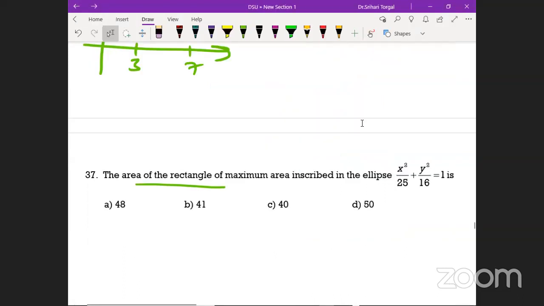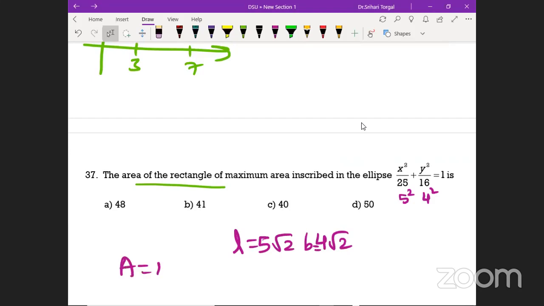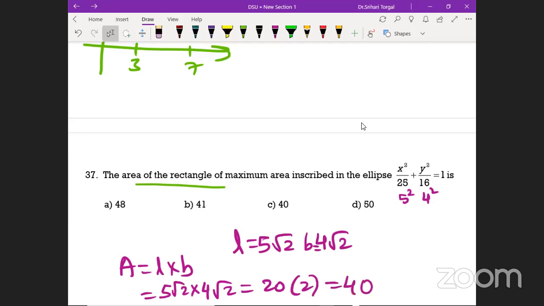See here, the maximum area of a rectangle inscribed in the ellipse is with 5 square, 4 square. Rectangle of length 5 root 2 and breadth 4 root 2 is the answer. What is the area of a rectangle? It is length into breadth. What is length? 5 root 2. What is breadth? 4 root 2. 5 4s are 20. Root 2 into root 2, 40 is the answer.